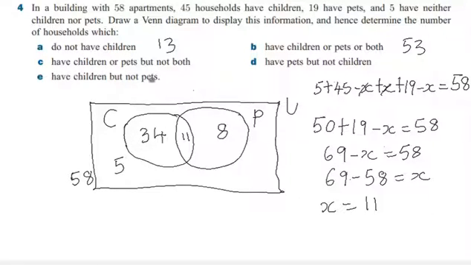So how many apartments have children or pets but not both? Have children, have pets, but not both. So 11 will be out of the picture. That would be 34 plus 8, and that would give you 42. So 42 apartments have that. And then how many apartments have pets but not children? That's pets alone, and that will be 8 apartments. And then how many apartments have children but not pets? That's children alone, and that will be 34 apartments.